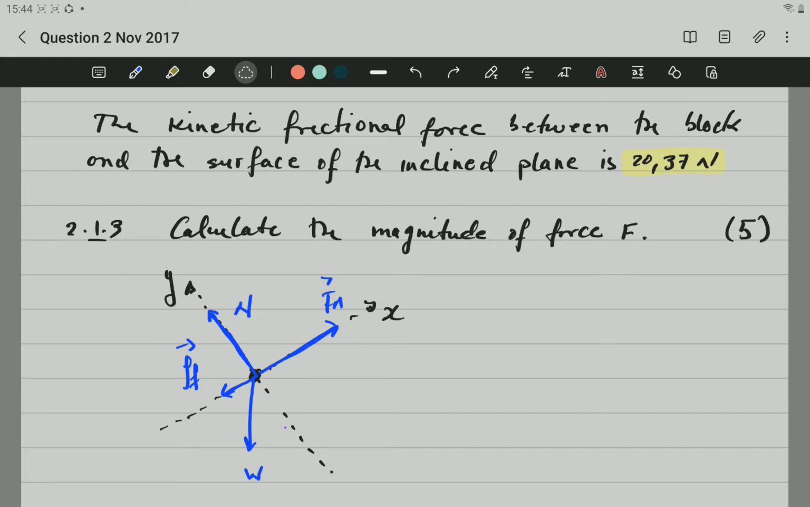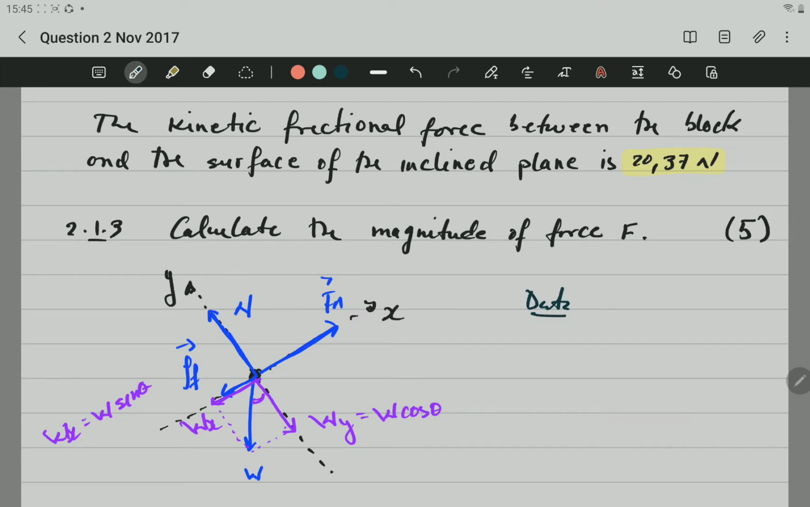Now note that the weight of the object is in none of the axes, so we have to find out the components of the weight. Here is the weight in the y-axis, and that is equal to weight multiplied by cosine of theta. Remember this is theta here. Then you determine the component in the x-axis. The weight in the x-axis is equal to weight multiplied by sine theta, opposite to the angle. So this is important.